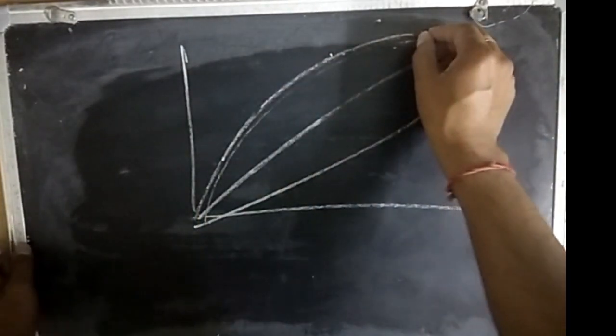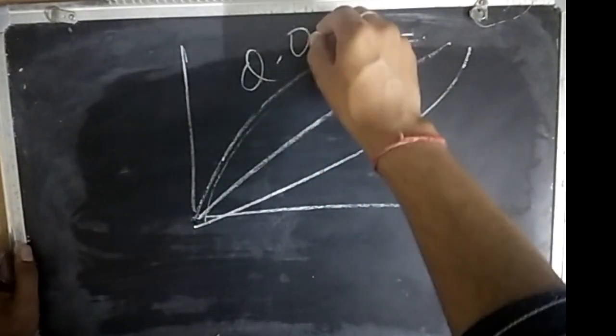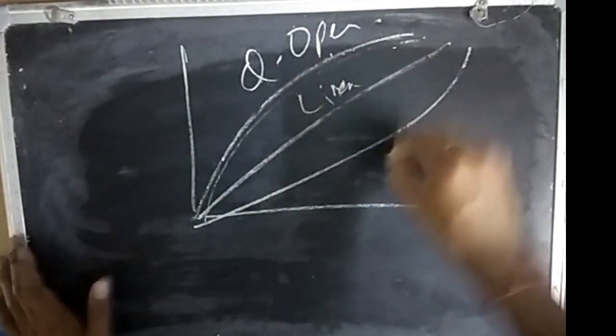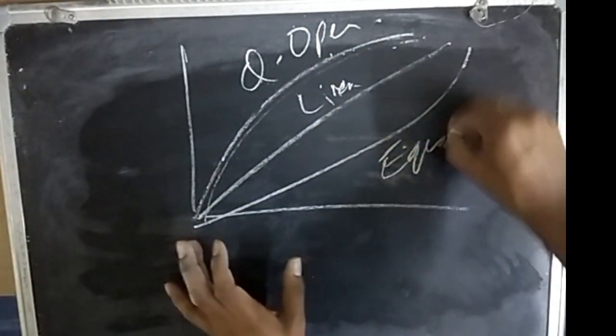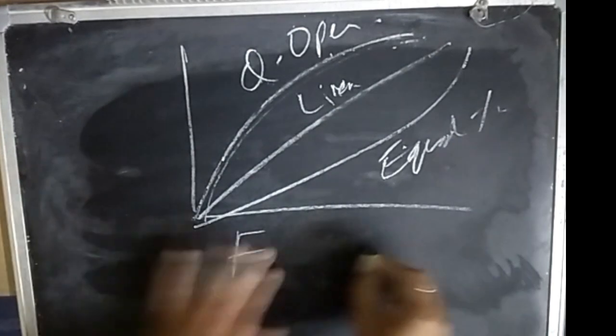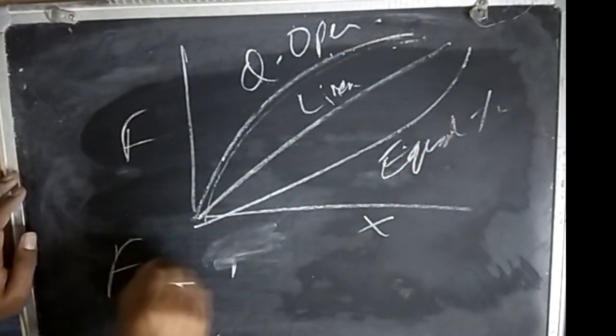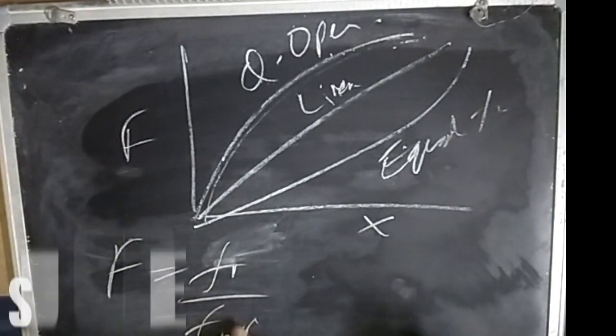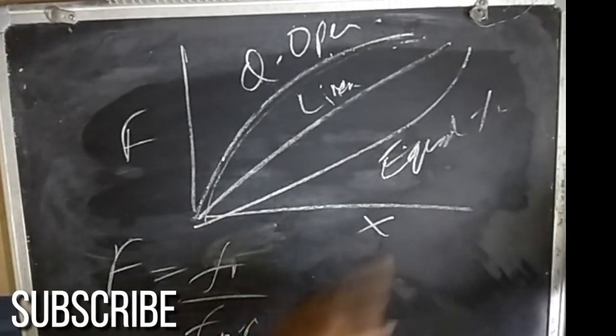Okay, next thing is the different valve stem positions. This is my quick opening or square root. I will tell you this is linear, these are for valves, and this is equal percentage. What happens in quick opening? I have my flow, let's say flow is F, and this is X into F, where F here means F by F max, F min. So this is F by F min, and this is X by X min.